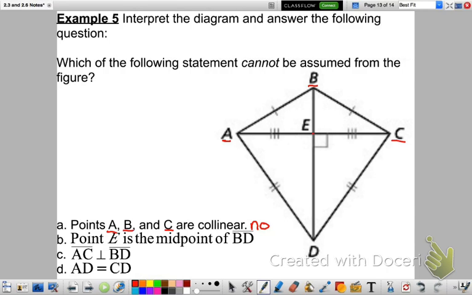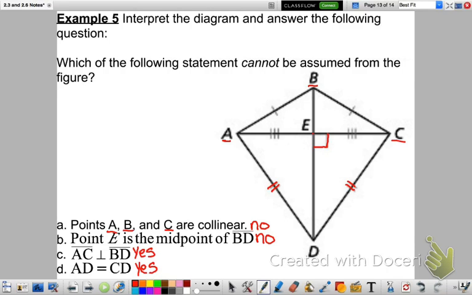Is E the midpoint of BD? We are not told that BE and then ED are congruent. So we would have to say no. AC perpendicular to BD. Perpendicular lines have to have a right angle, so we could say yes. Is AD equal to CD? Well, we have these tick marks that tell us yes.